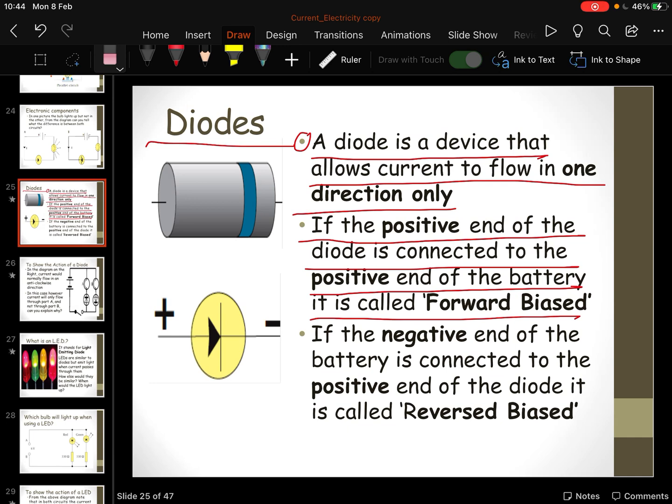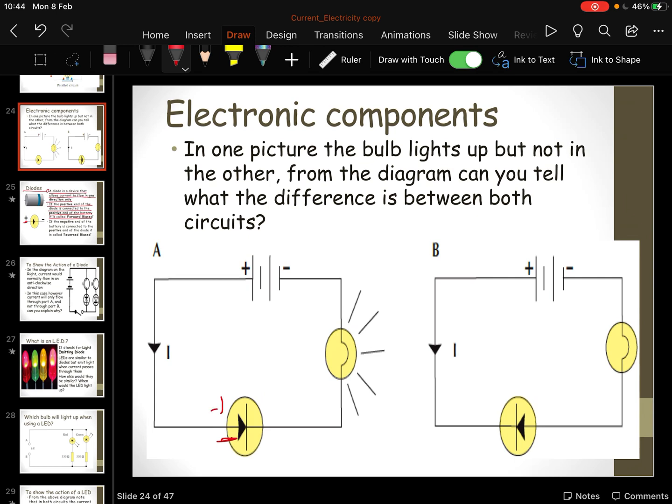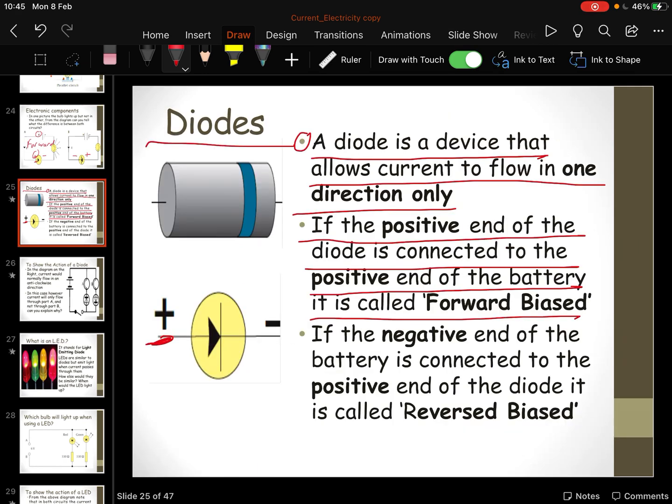So if the positive end of the battery is connected to the positive end of the diode. As you can see in this picture here, the positive end is behind the battery. So here, the positive end is here, and the negative end is here. Positive end is here, negative end is here. So positive to positive, so that's forward. That's forward biased.